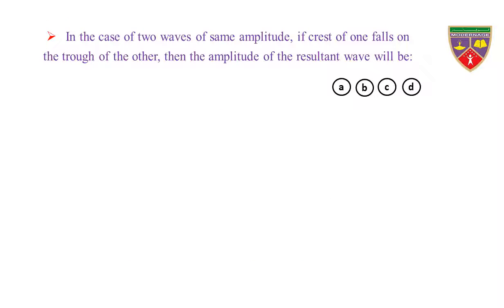In the case of two waves of the same amplitude, if the crest of one falls on the trough of the other, then the amplitude of the resultant wave will be: option A, 0 millimeter; option B, 1 millimeter; option C, 2 millimeter; option D, 3 millimeter. The key is 0 millimeter. Therefore, the correct option is A.